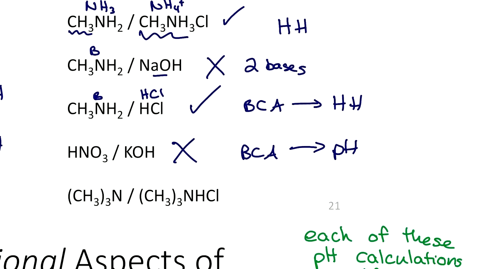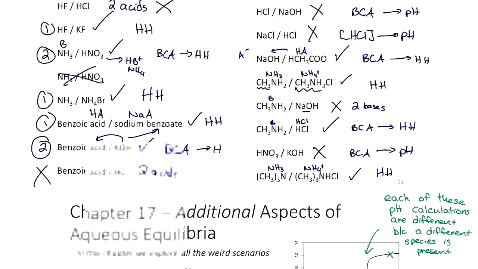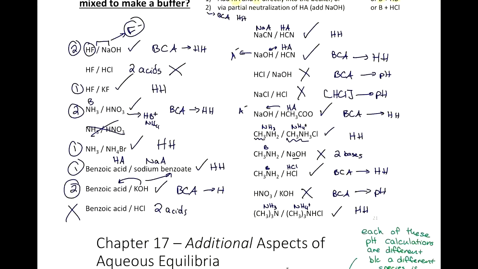Is it a buffer? It is a buffer, yes, because this is essentially NH3, where I replaced all of the H's with just CH3s instead. And then this one is essentially NH4 plus, but again, all the H's are replaced with a methyl group. So this one, do you have to BCA table this? Nope, just Henderson-Hasselbalch right away. All right, that's the game. We'll do another one later in the slide.